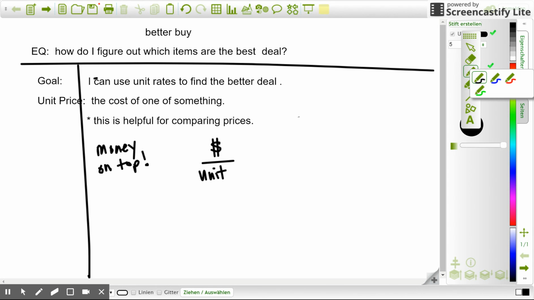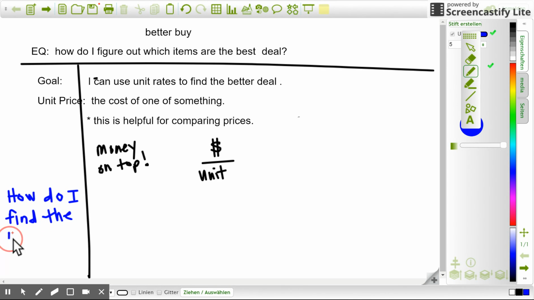We're going to do an example, which is, again, why I wanted to explain this. So our question over on the side, if you want to write in a little question, maybe I'll use blue, is how do I find the unit price? Okay, remember unit rates? This is exactly the same thing. So we're going to use division and all of that. It's pretty much unit rates. We're just calling it a unit price now because we're dealing with money this time.